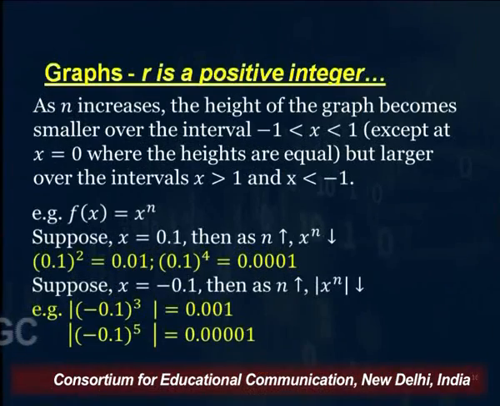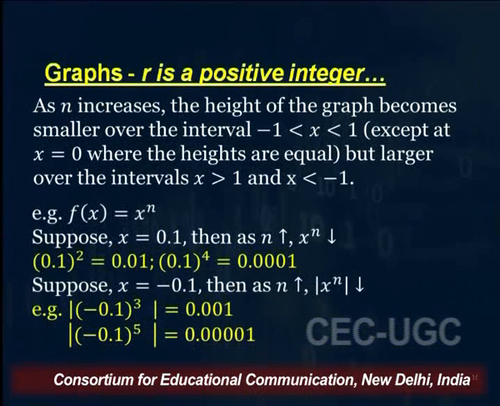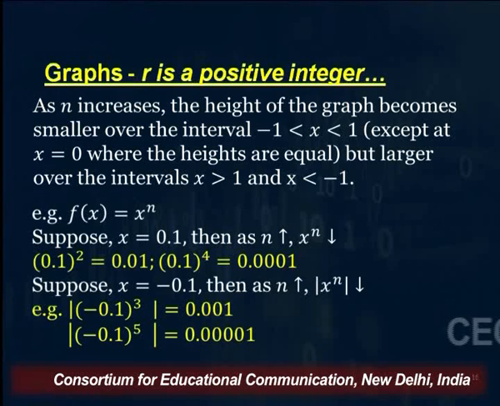Right, now as I was talking to you, in that interval between minus 1 and 1, the graph looked quite flat. Basically, as n increases, the height of the graph becomes smaller over the interval minus 1 to 1, except at x equal to 0, of course, because at x equal to 0, whether you have x squared or x to the power 4, in all these cases you will get a 0 value.